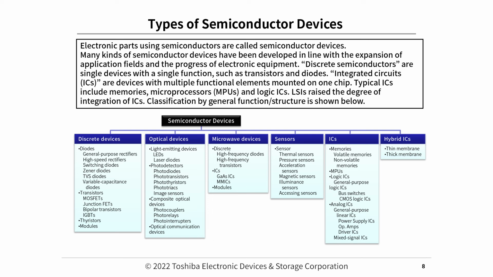Integrated circuits (ICs) are devices with multiple functional elements mounted on one chip. Typical ICs include memories, microprocessors, MPUs, and logic ICs. LSI raised the degree of integration of ICs. Classification by general function and structure is shown below.